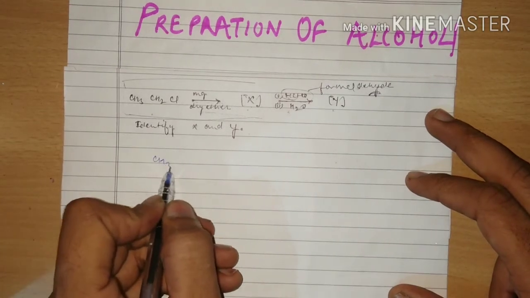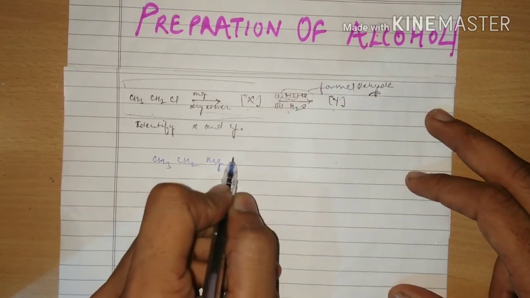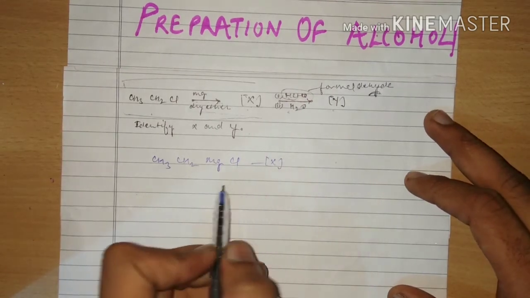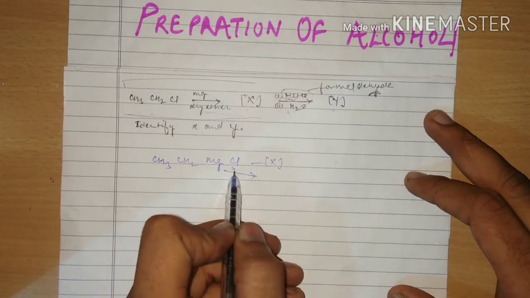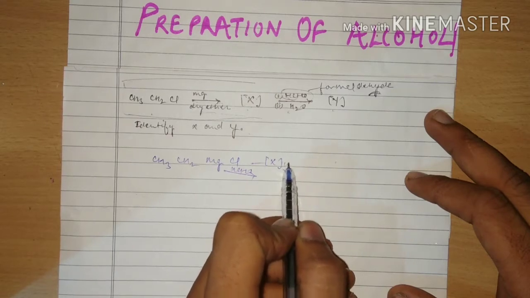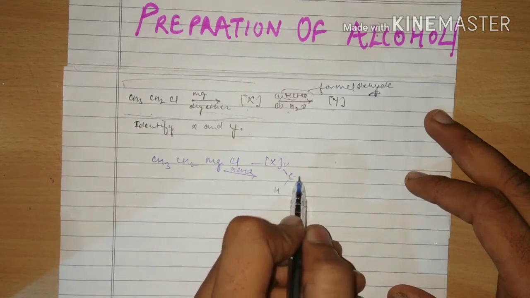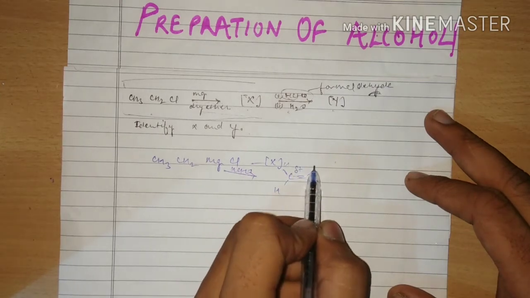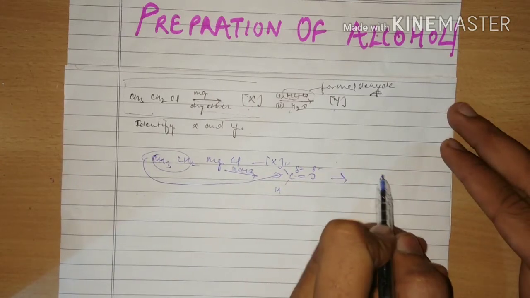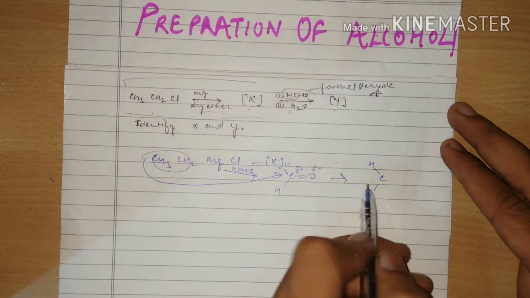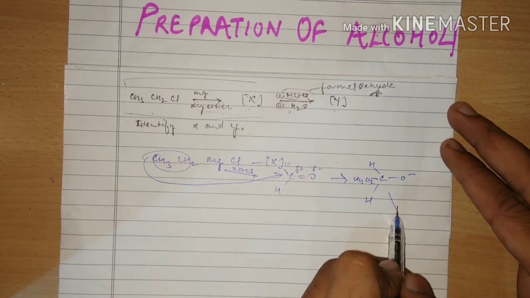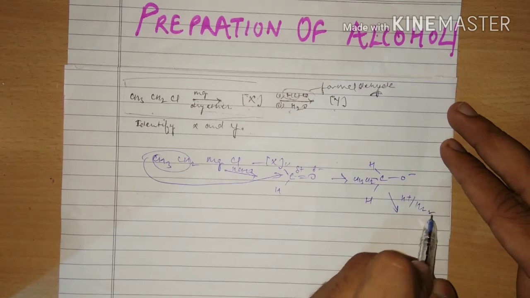So we get CH3CH2MgCl. This is our X. Now this reacts with HCHO. We can see that this can be drawn as H2C=O. Here the carbon is partially positive and the oxygen partially negative. The ethyl group will attack this carbon. We will get CH3CH2CH2O minus.